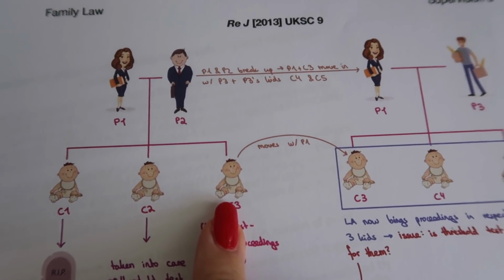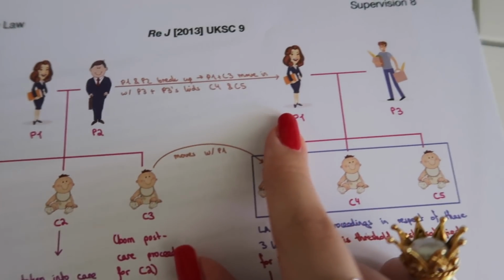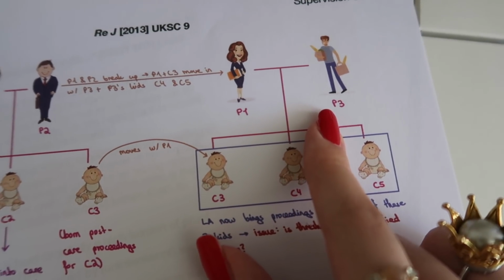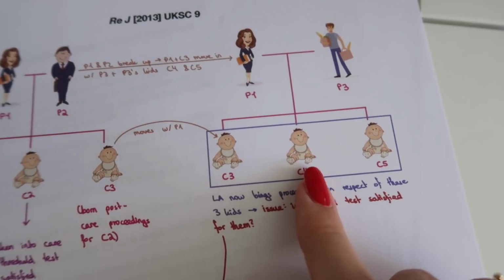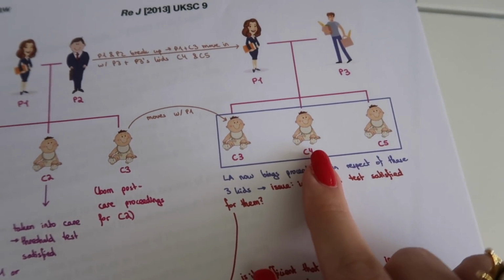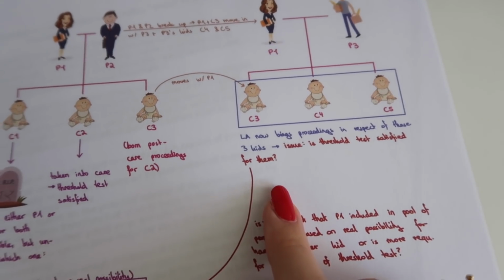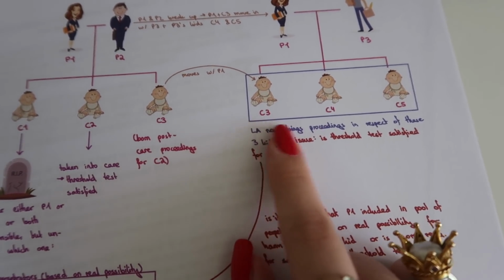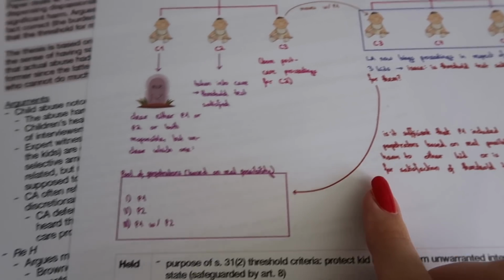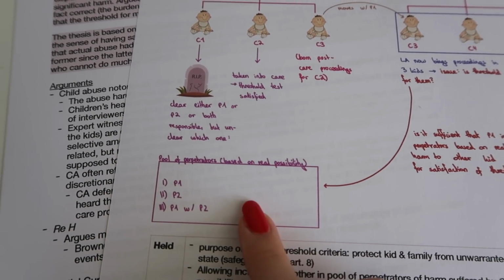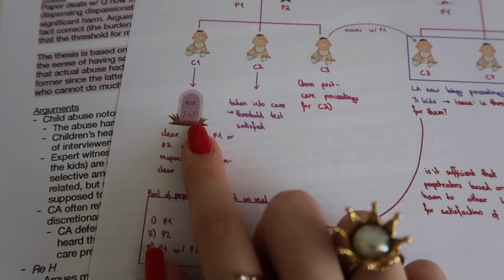Now the parents eventually split up, so mom took the 3rd kid to her new partner, who also had 2 kids, and now the question was, could all of these 3 kids be taken into care on the basis that mom may have been responsible for the death of the first child that we talked about? So that was a question for the court, and you can see this fact pattern was quite complicated.